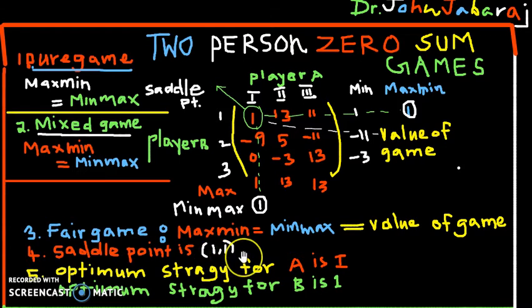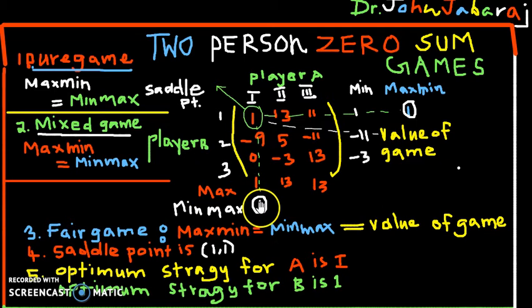Then one more point: if the minimax equals maximin equals this value, this is called the value of the game. The value at the saddle point is called the value of the game. So here the value of the game is 1. If maximin equals minimax equals the value of the game, then we say that it is a fair game.